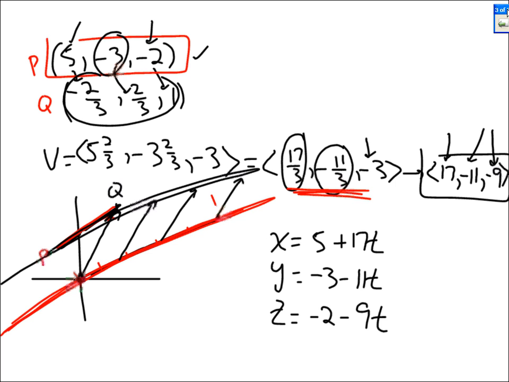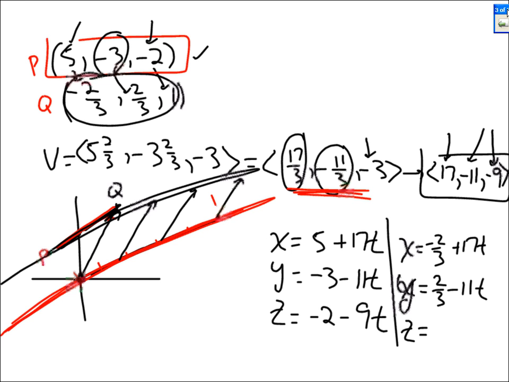If I use these points, I would get completely different looking equations. x is equal to negative 2/3 plus 17t, y is equal to 2/3 minus 11t, and z is equal to 1 minus 9t. You'll get the same x values, but the t's won't be the same. Let me think about it. It's going to be a fraction, isn't it? Oh, I can use the last one.